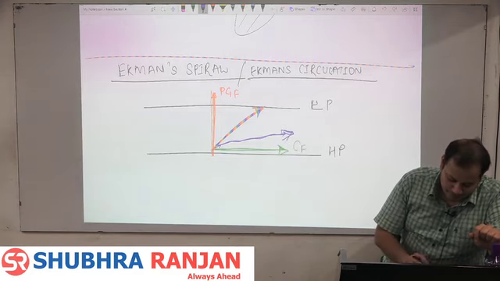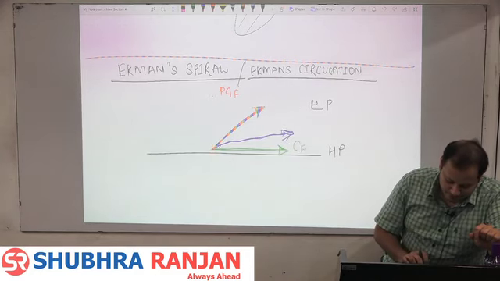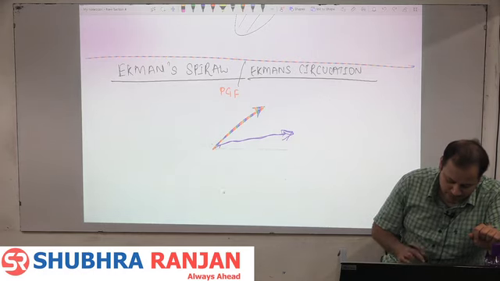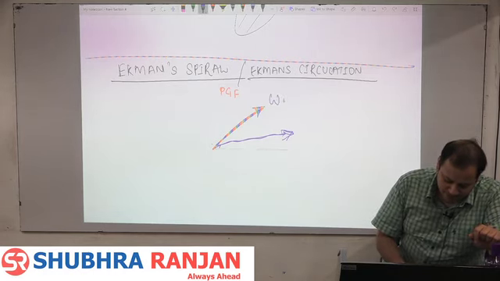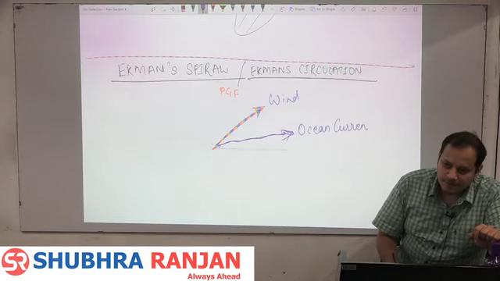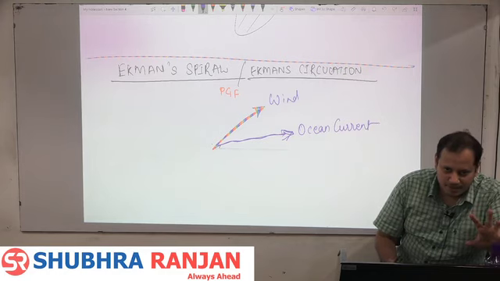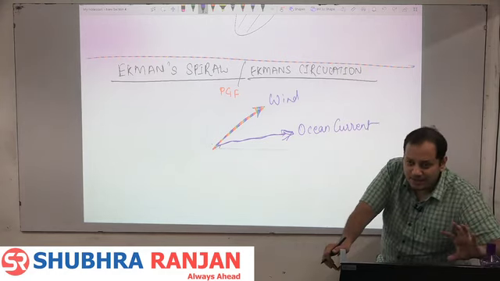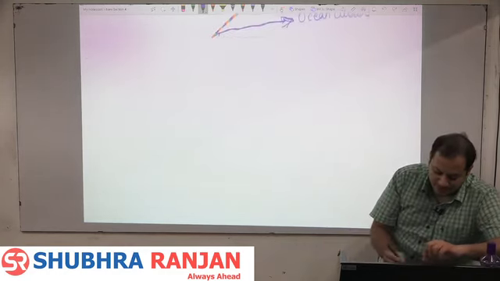So these are the forces. I don't need the high pressure and low pressure for now. Just know this is the direction of the wind and this is the direction of the ocean current at some places, perpendicular to the wind direction. Nobody asked me why we are making this diagram.